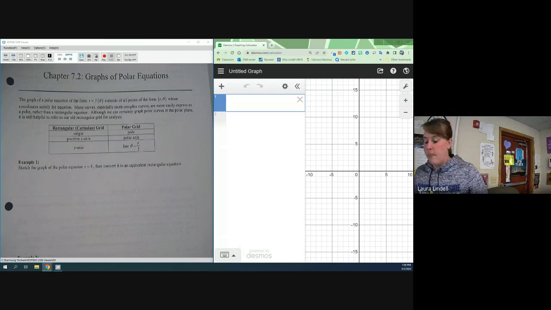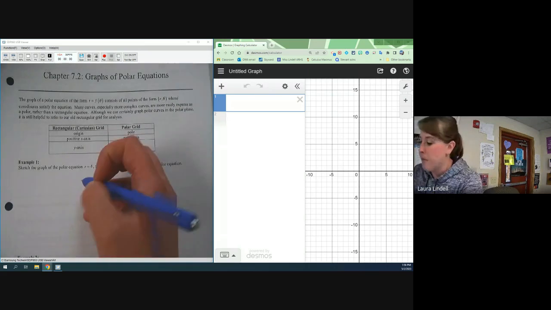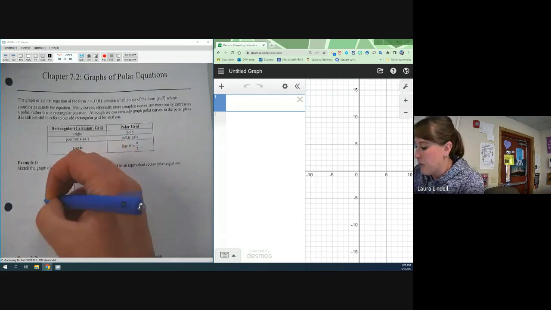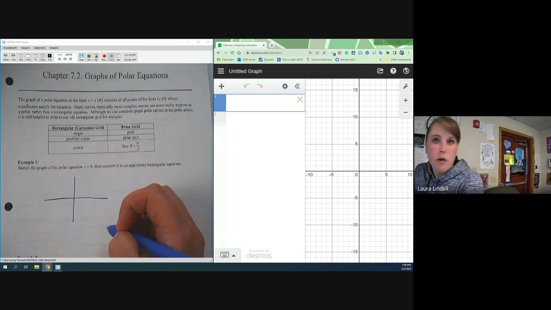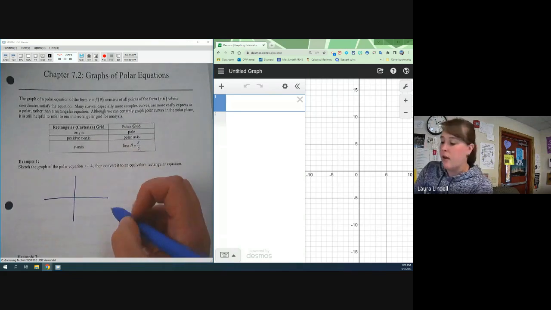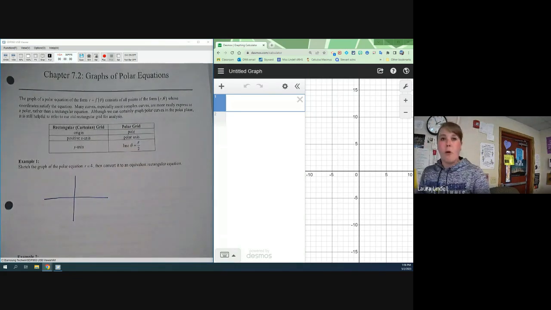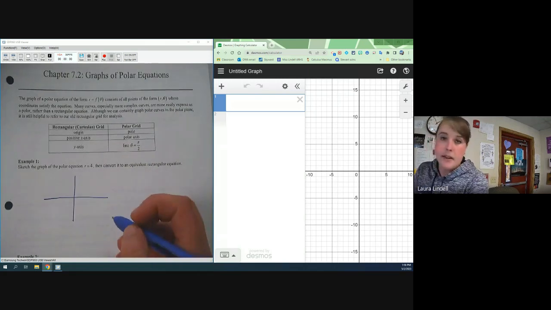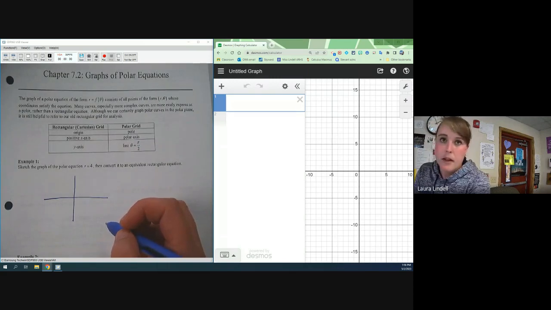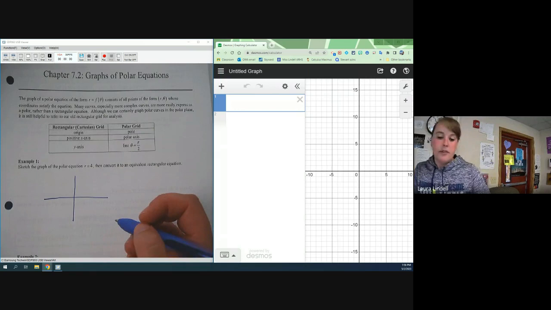So for this first example, we're going to sketch the graph of the polar equation r equals 4, and then convert it to an equivalent rectangular equation. Now, we've seen this one in class before. If we draw ourselves a polar grid, we know r equals 4 is the collection of points that are 4 units away from the pole. And that actually makes a circle of radius 4, centered at the pole. And so we've seen this one before.